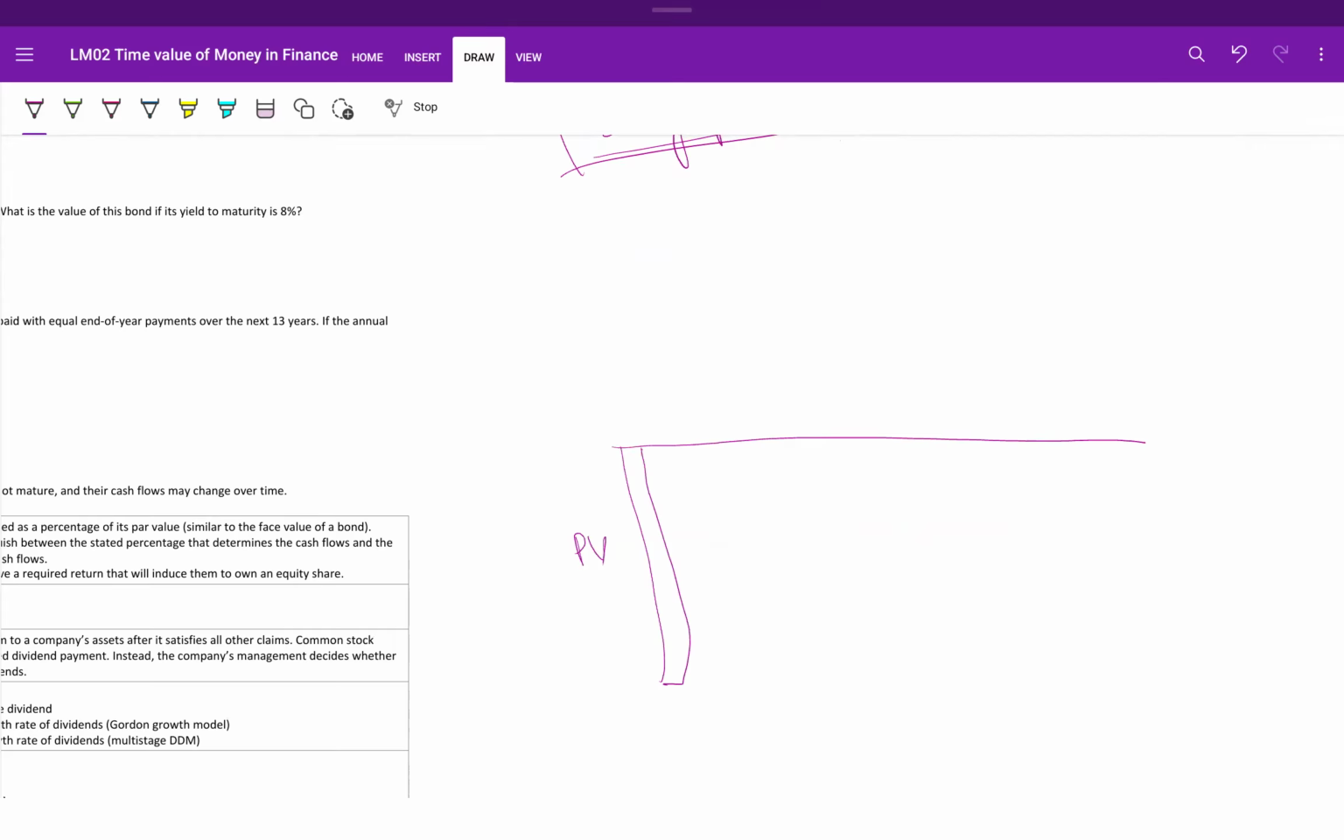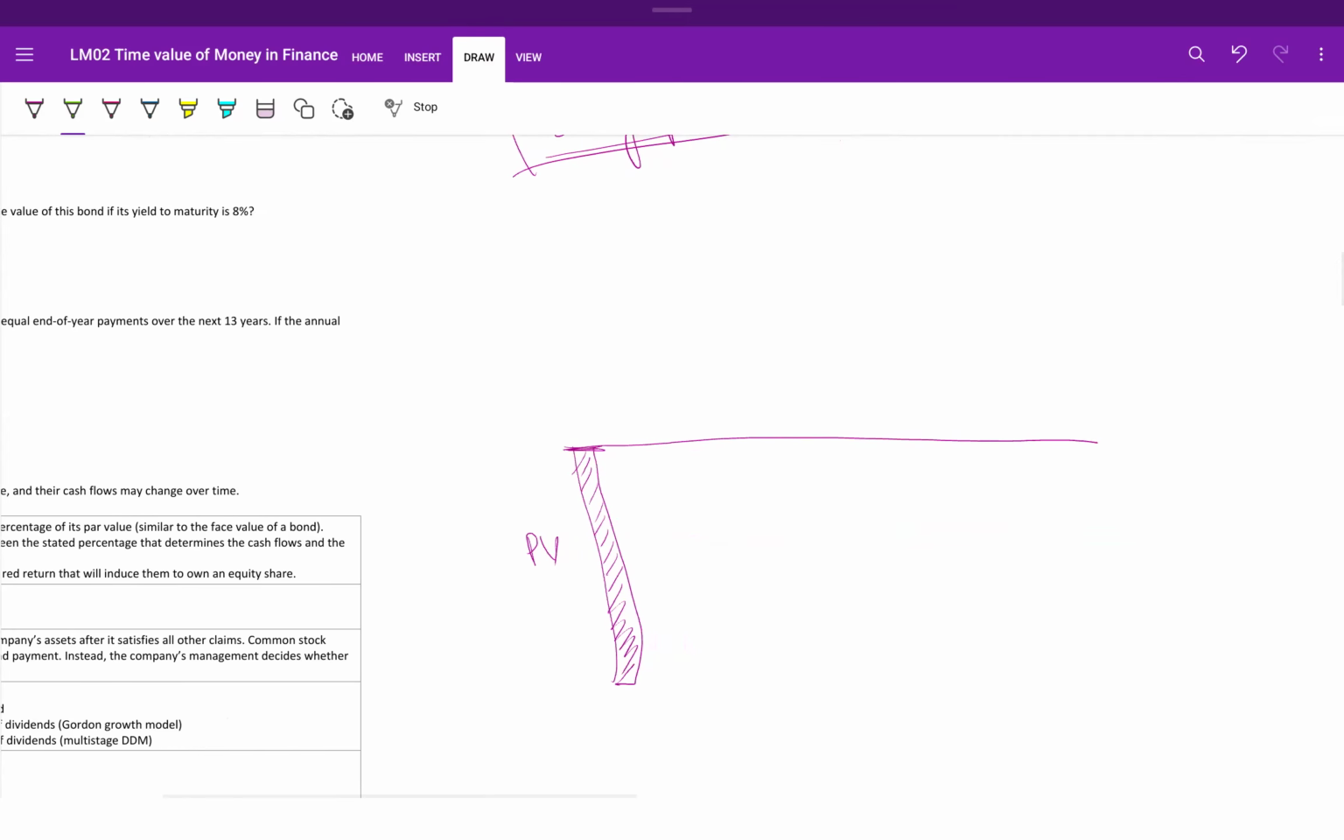I'm considering the present value as a negative value, so I'm making it below the line, and above the line I'm assuming these are positive values. So this is a cash outflow. Here the borrower is actually receiving the money at time zero. So this is time zero.